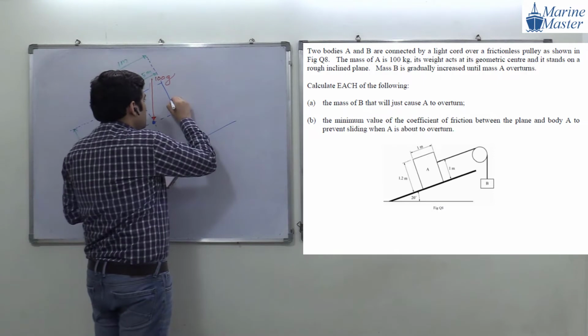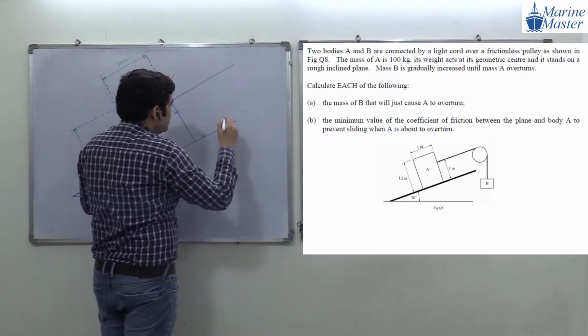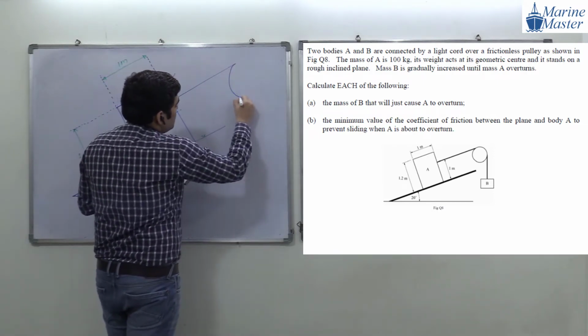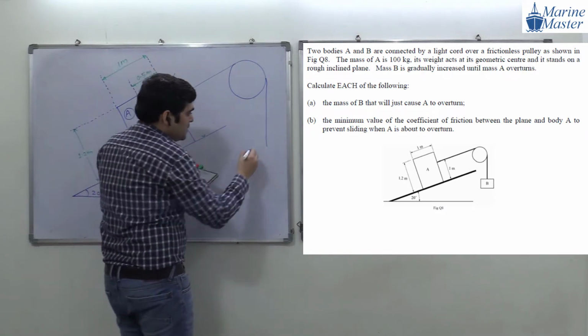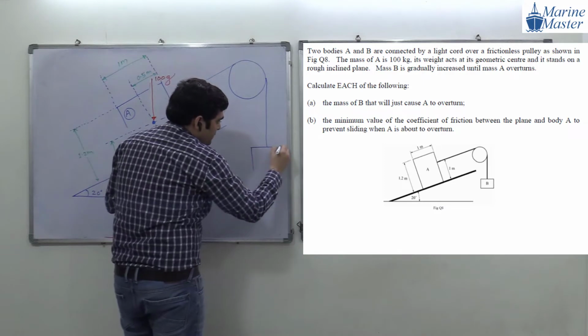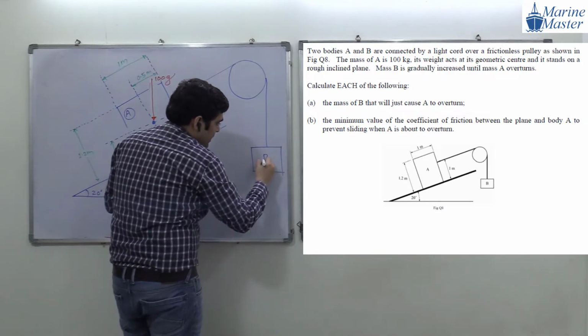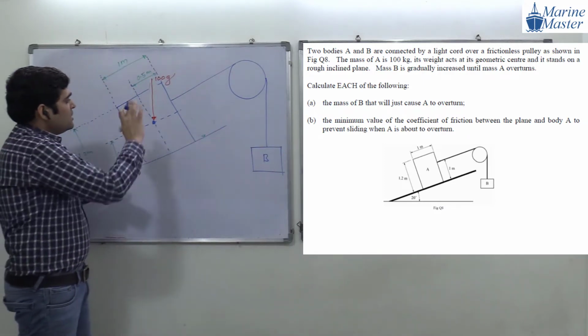Now, here there is a what, guys? A cord is there. Here there is a smooth pulley. And there is what, guys? A mass B. This is mass B. A is connected to B. Okay, guys, 3. This is a smooth pulley.